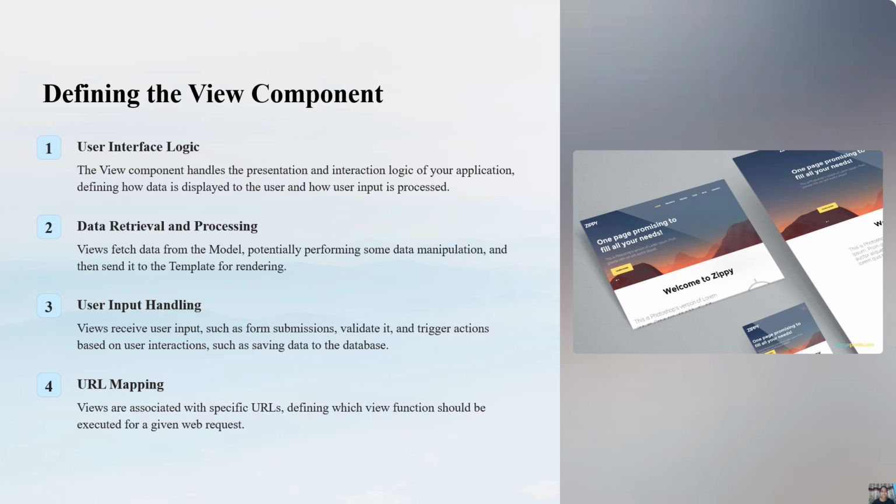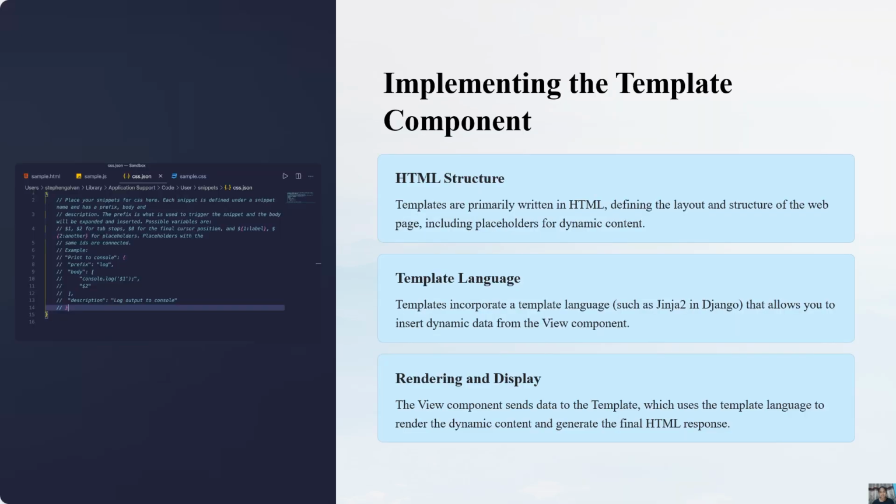Views receive user input such as form submission, validate it, and trigger actions based on user interactions such as saving data to the database. URL mapping. Views are associated with specific URLs, defining which view function should be executed for a given web request.